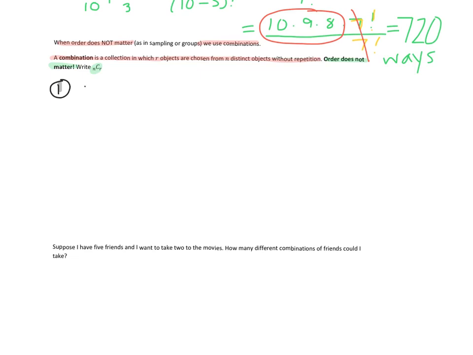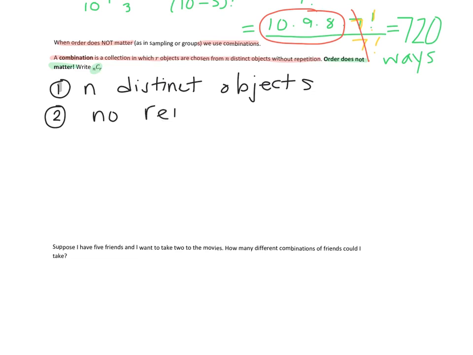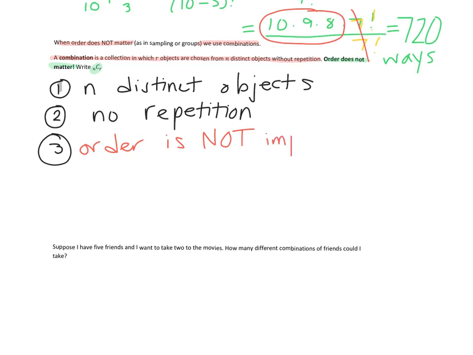So just as before, we have n distinct objects. No repetition, as before. And then the big one, order is not important. Permutation is just order is important. So that's the difference between permutations and combinations, is that word right there. All right, and then of course our formula.